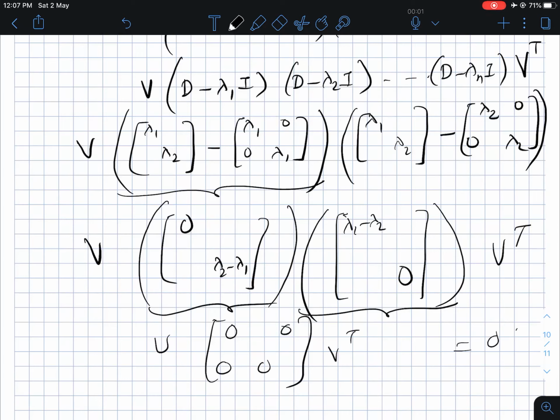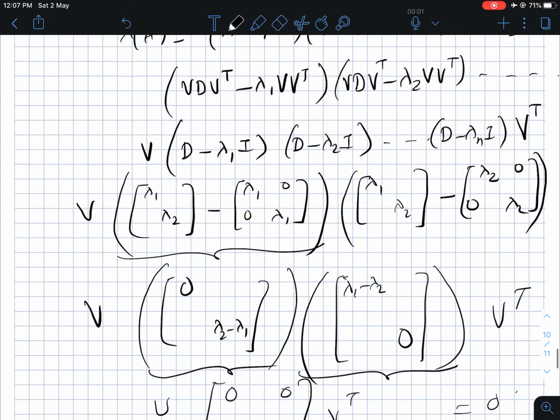Okay, so that's the main idea behind the Cayley-Hamilton theorem. When you construct all these terms, right, you will get n diagonal matrices, but each of these matrices will be 0 in a different position. This will be 0 in the first diagonal position, this will be 0 in the second diagonal position, and this will be 0 in the nth diagonal position. You multiply all of them, you are going to get 0 overall.